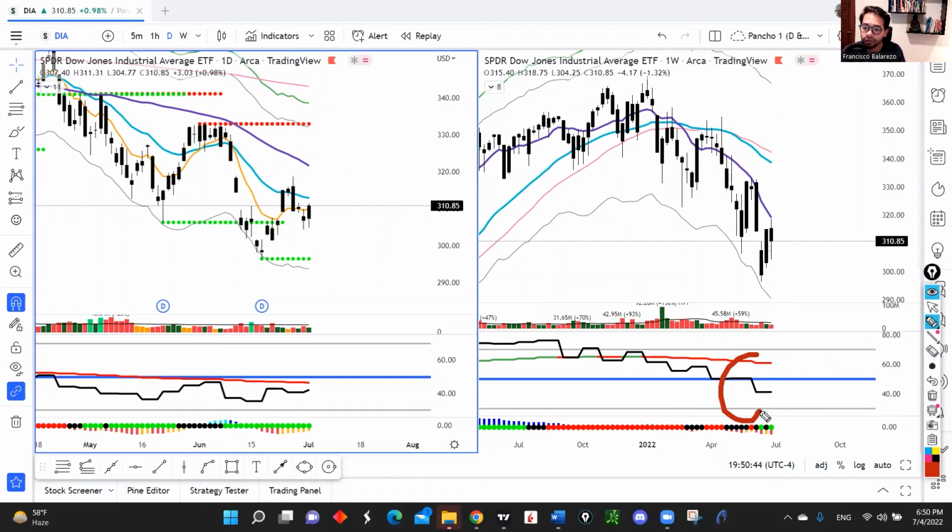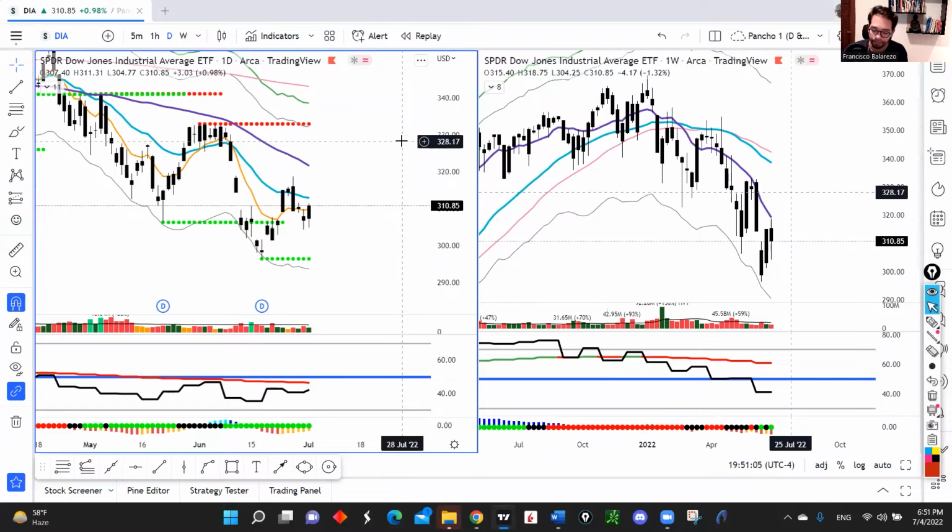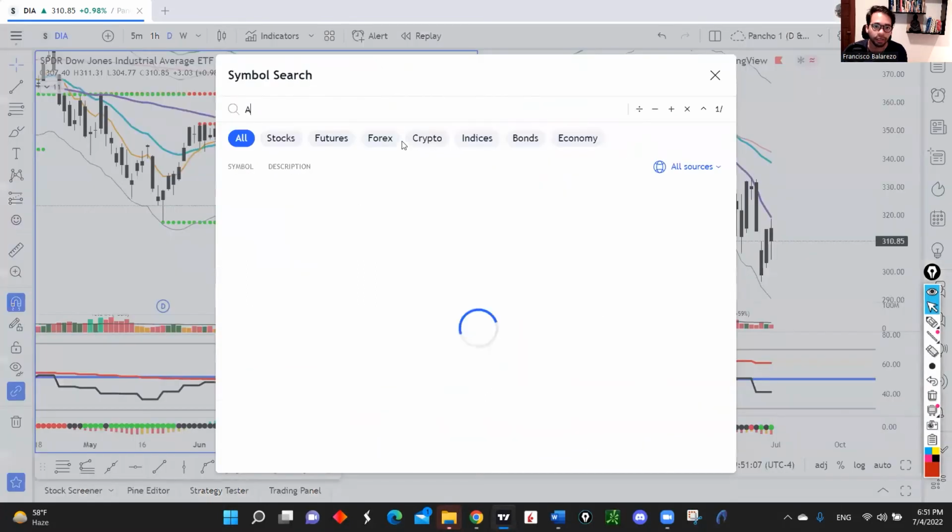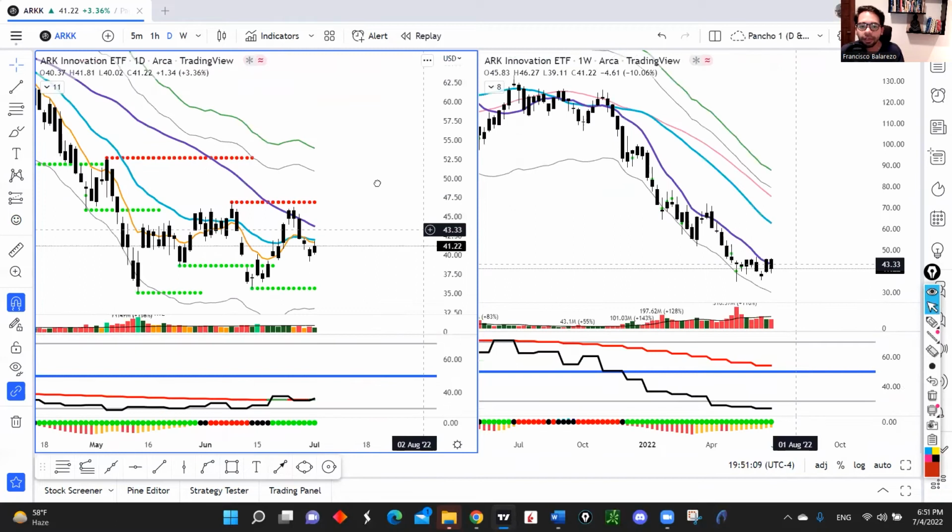Now the trend oscillator is still in a downtrend, and you can see that we are trading below the 10-week moving average. The daily trend oscillator is also in a downtrend, and we're trading below the 21 exponential moving average. So we have to assume that the bears are still in control in this market, and that there are more sellers than buyers, right? So now let's take a look at ARK, which is also an ETF that I like to take a look at.